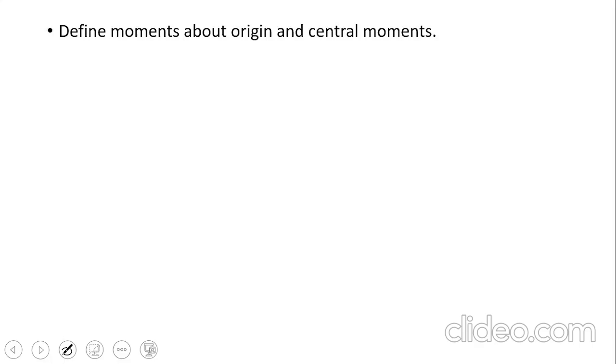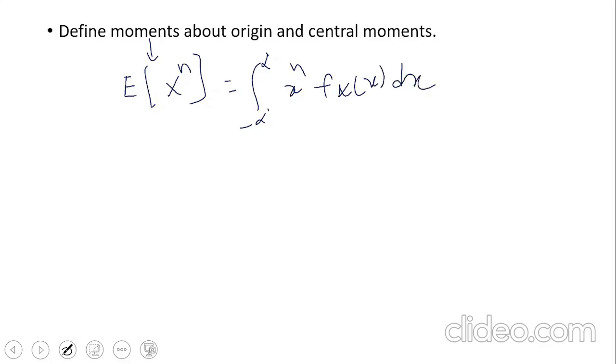Define moments about the origin and central moments. Moment about the origin is E of x power n. So whenever we are having the expected value, it is integral minus infinity to infinity x power n fX(x) dx. If I want to write the central moments: moment about the origin means E of x power n, and central moment means E of (x minus x bar) whole power n.